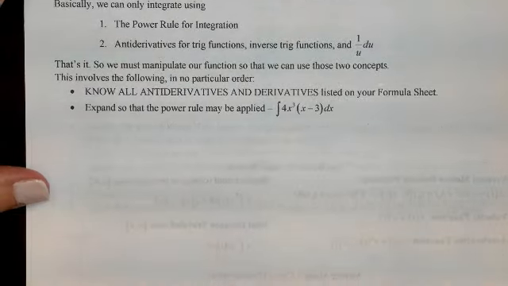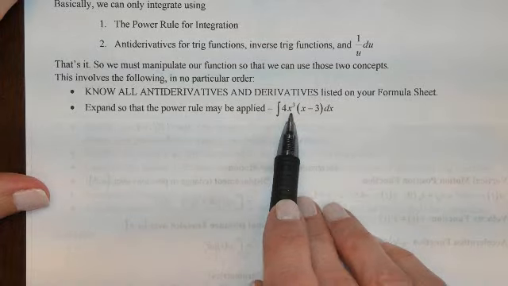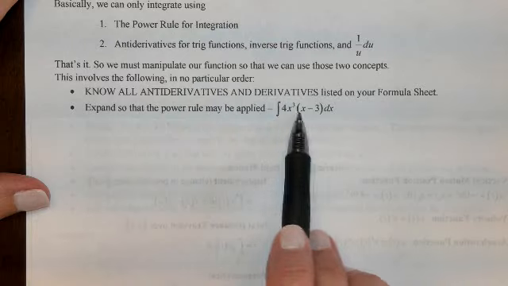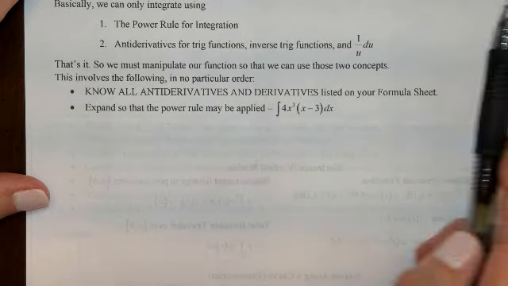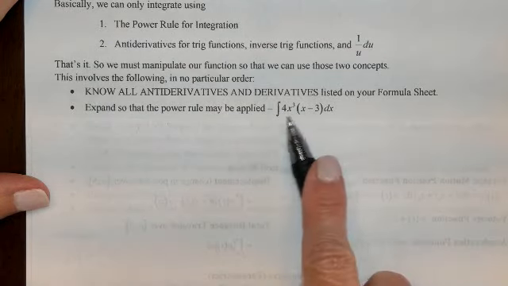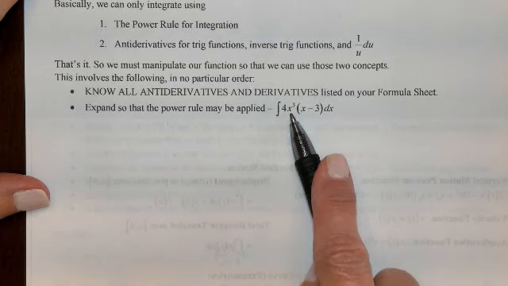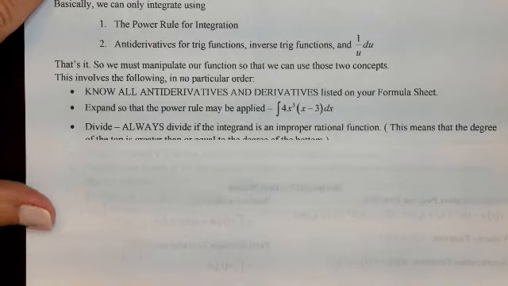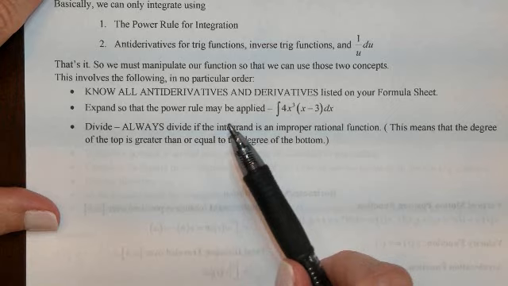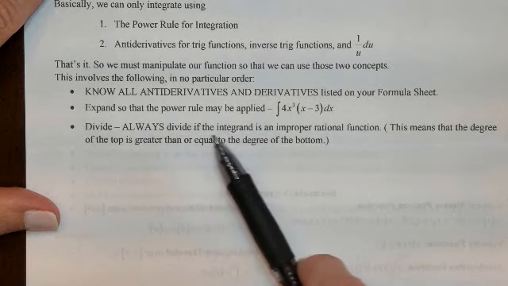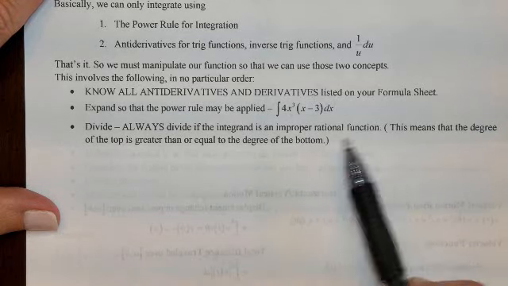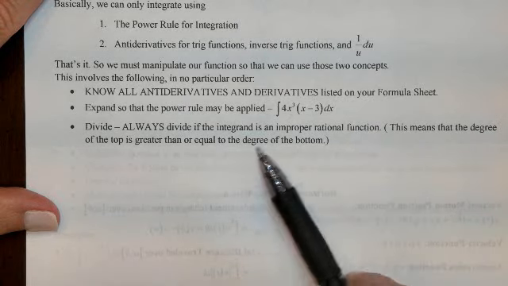Another tip, if you have an antiderivative, if you expand it, then you might be able to use the power rule. So expanding it will allow you to use a power rule. Remember that there is no product rule for integrals, only for derivatives. So we have to get it into a form where we can use the power rule. Okay? Know when you can divide. Always divide if the integrand is an improper rational function. Okay? That means that the degree of the top is greater than or equal to the degree of the bottom.